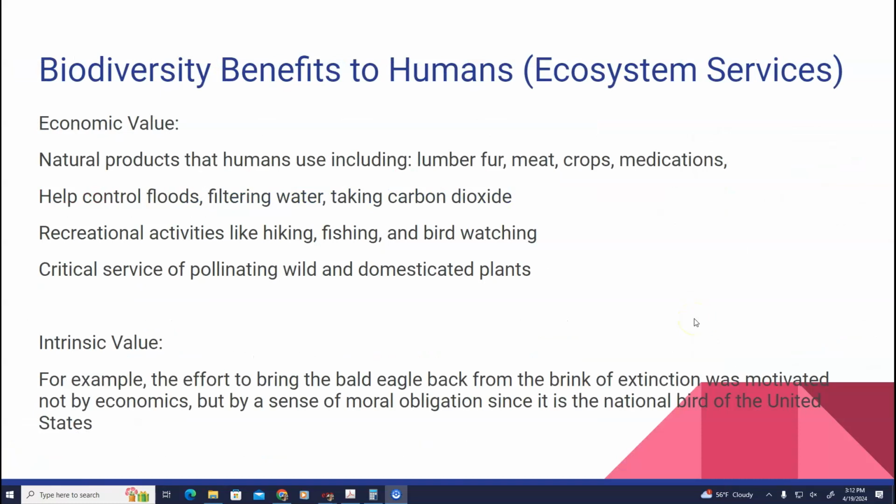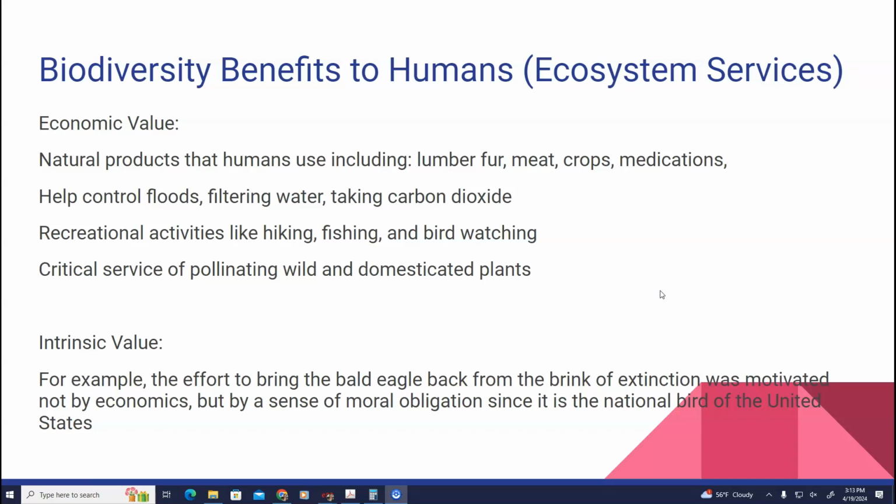Biodiversity also benefits humans. So there's an economic value to biodiversity. So natural products that humans use, including lumber, fur, meat, crops, medications. We could use biodiversity to help control floods, filtering water, taking carbon dioxide out of the atmosphere, recreational activities, hiking, fishing, bird watching, critical service of pollinating wild and domesticated plants.